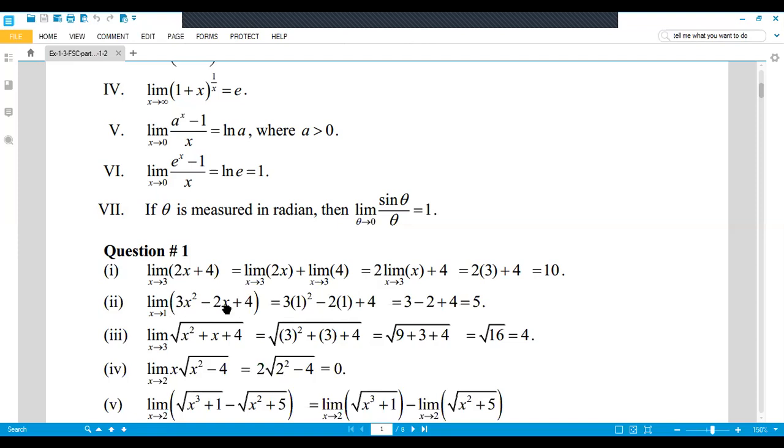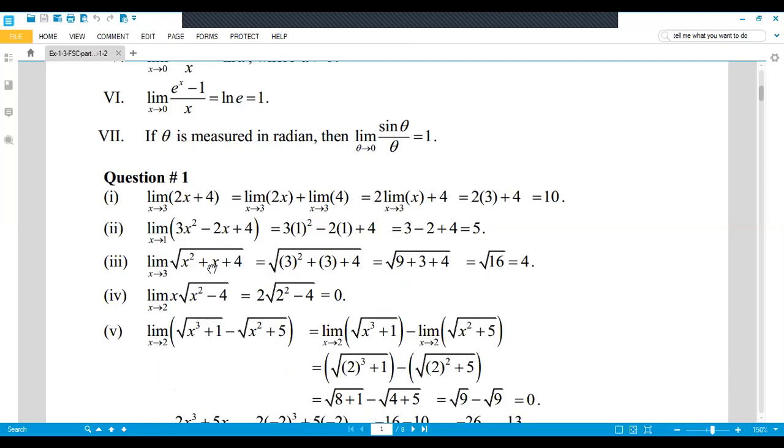Then in place of x, you put the limit value 1, and plus 4. So 1 square is 1, 3 ones are 3, and 2 ones are 2, and 4. So 3 minus 2 is 1, 1 plus 4 is 5. So we get the required answer.